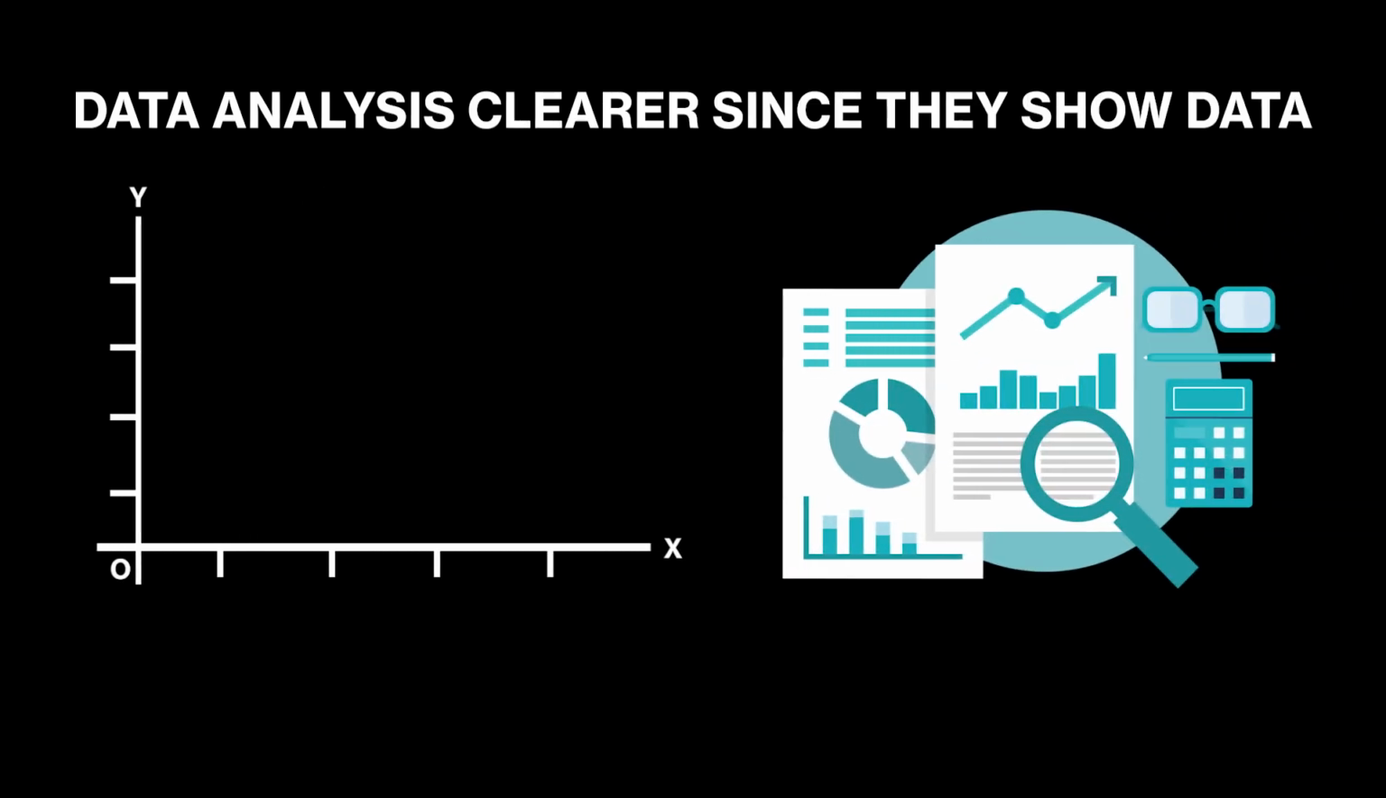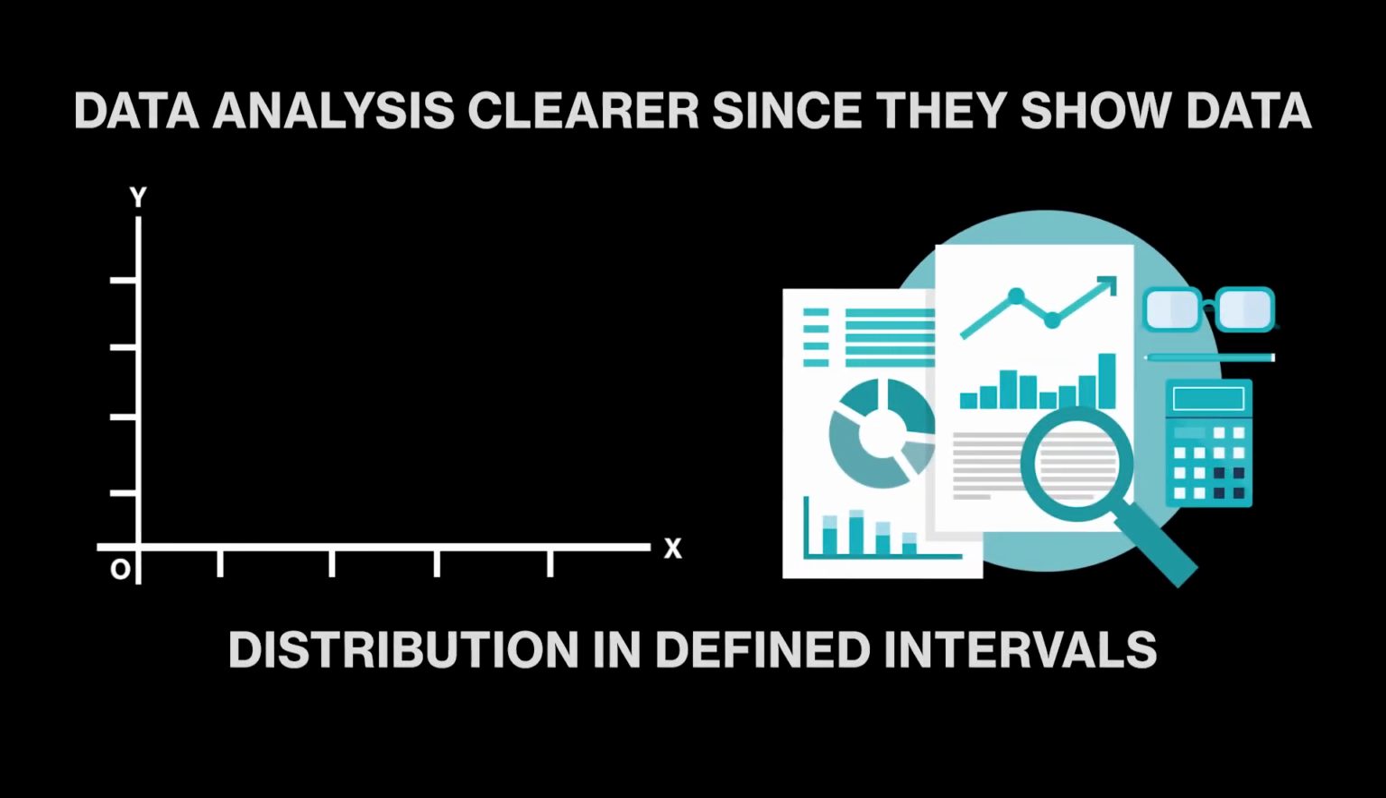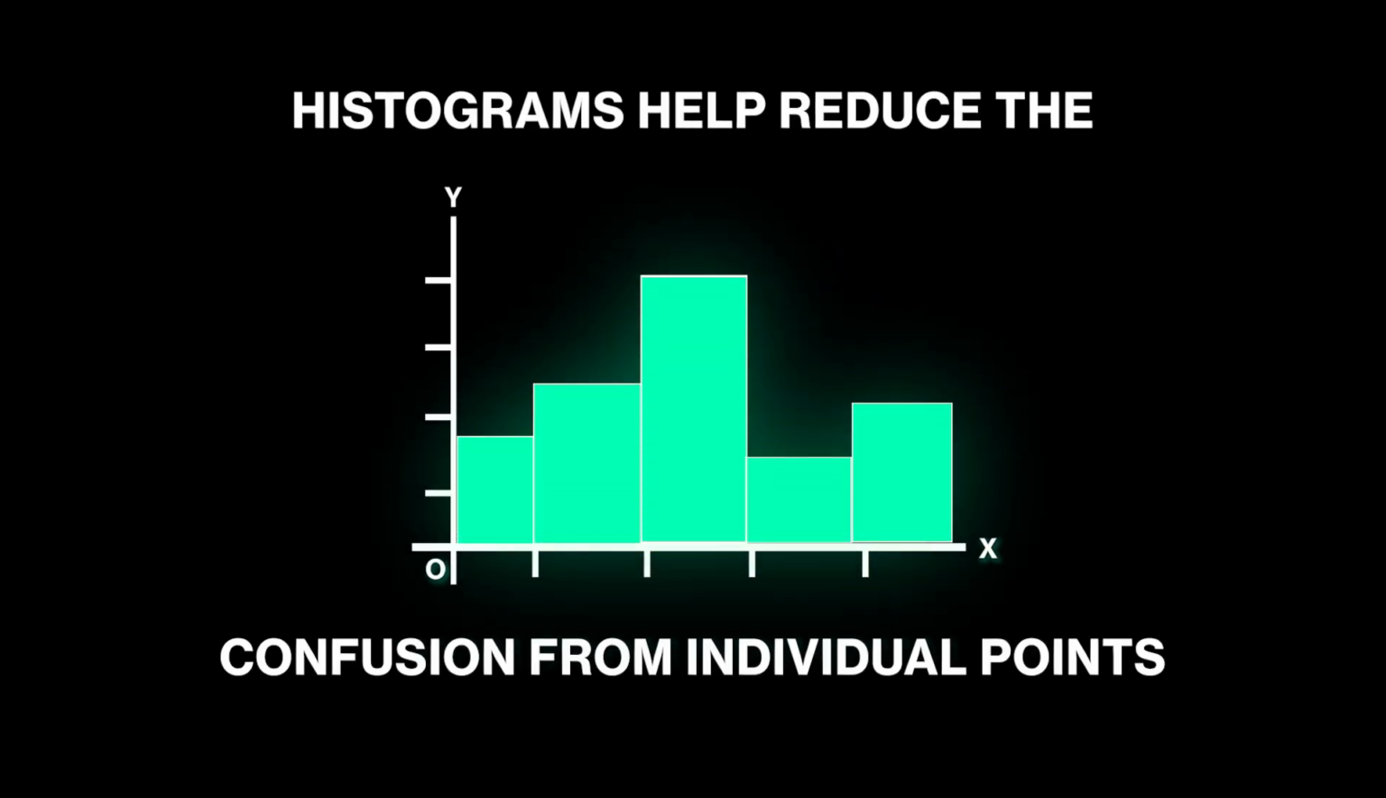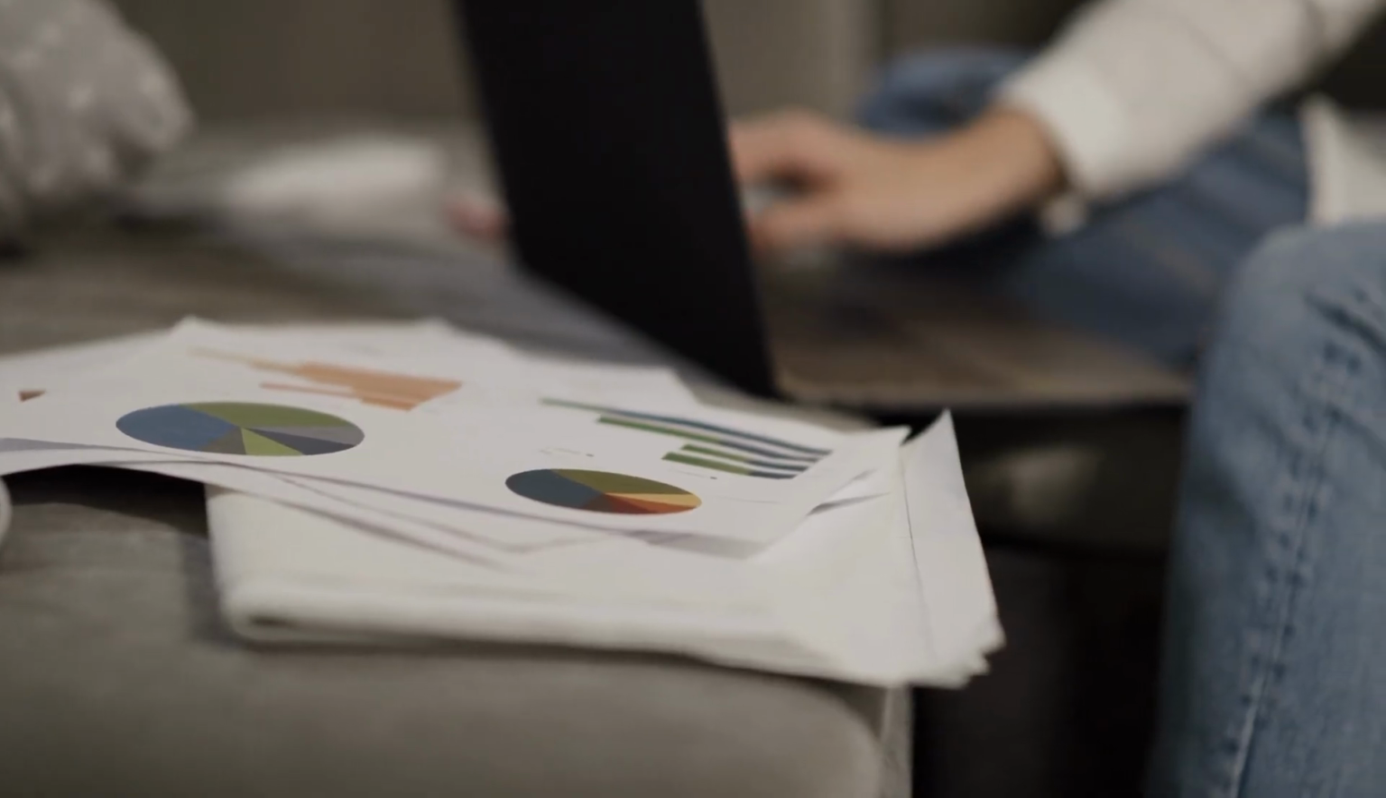Visual clarity. Histograms are excellent tools for making data analysis clearer since they show data distribution in defined intervals. By organizing data into bins, histograms help reduce the confusion from individual points and present a tidy view of how values are arranged. Anomaly detection.